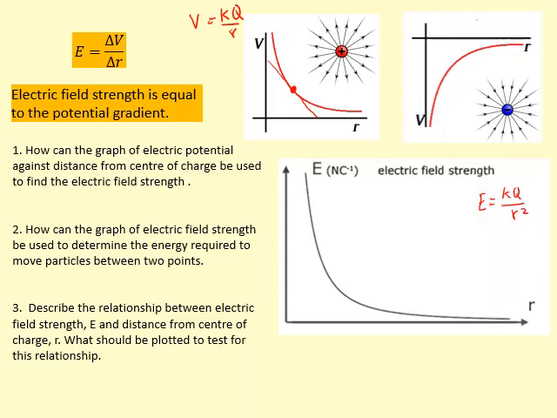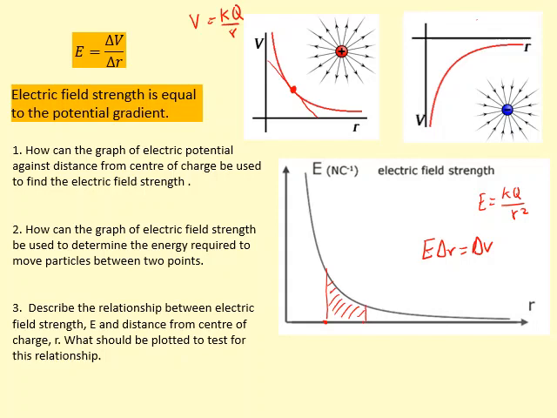For this one, however, if I want to find the electric potential difference between two points, so let's say from here to here, because the equation E times delta r equals delta V, it's actually the area underneath this graph between those two points, which gives me the potential difference.